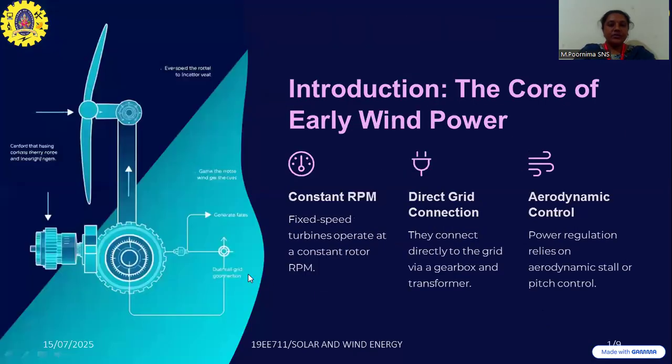Introduction: the core of early wind power. The first one is constant RPM, that is, a fixed speed turbine operates at a constant rotor RPM. Next is the direct grid connection. Next is aerodynamic control. This is the core of early wind power. Here we can see the picture: the RPM must be constant, with direct grid connection and aerodynamic control.